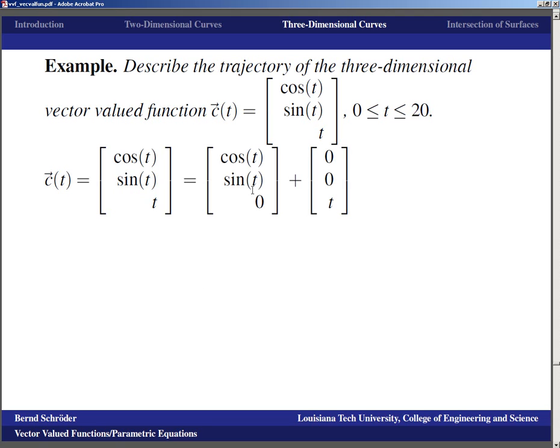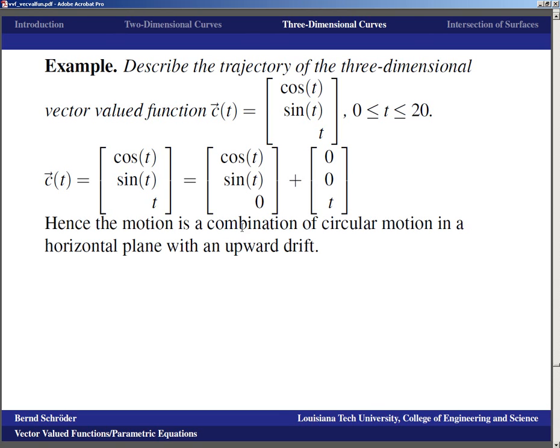All right, cosine t, sine t, 0, that's a circle that just goes round and round. And 0, 0, t, that's an upward drift, right? That stays on the z-axis. It's just that your z-coordinate increases with t. So that motion is basically the combination of a circular motion in a horizontal plane with an upward drift. So the result of that ought to be a spiral.